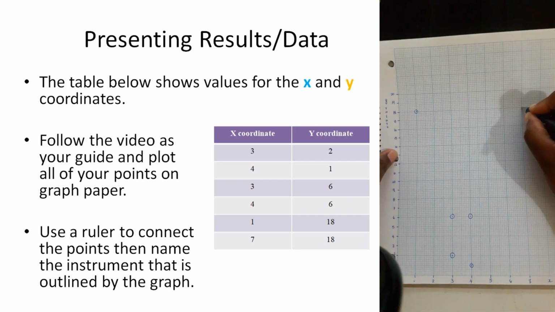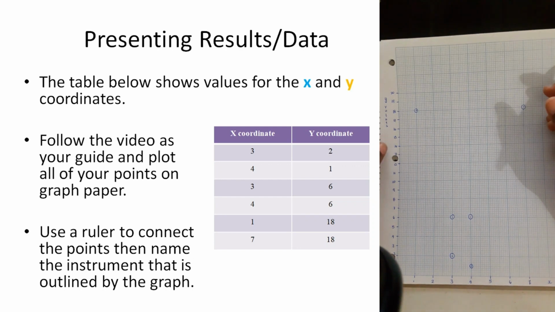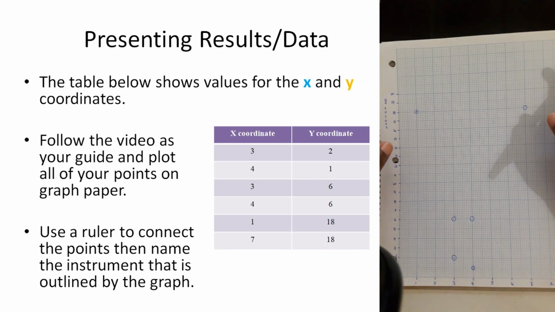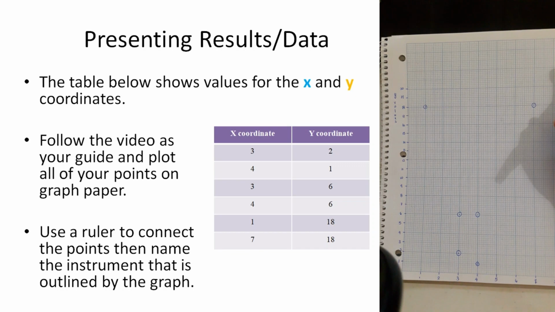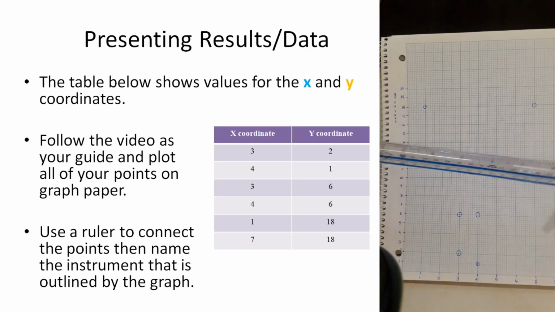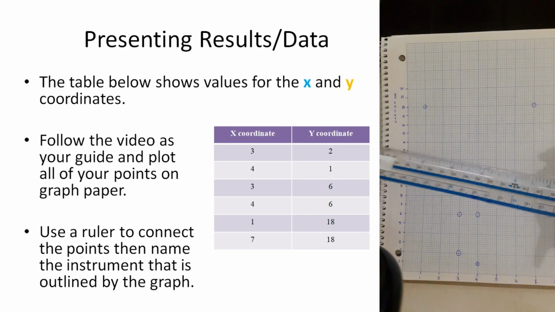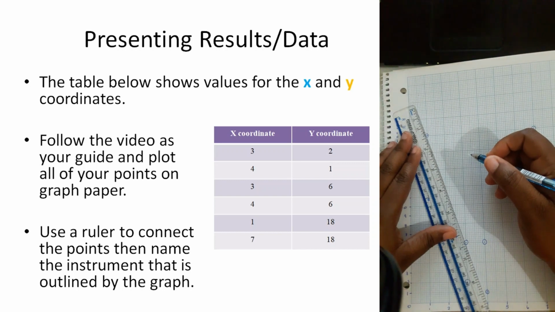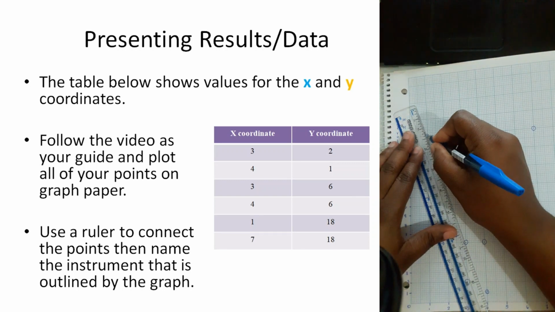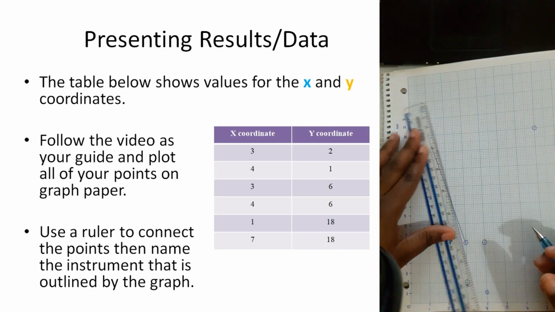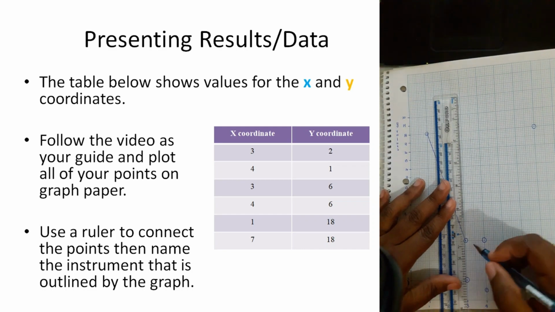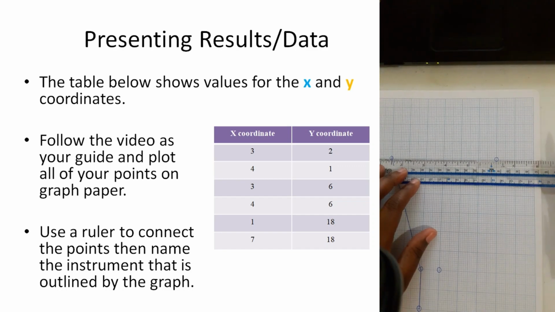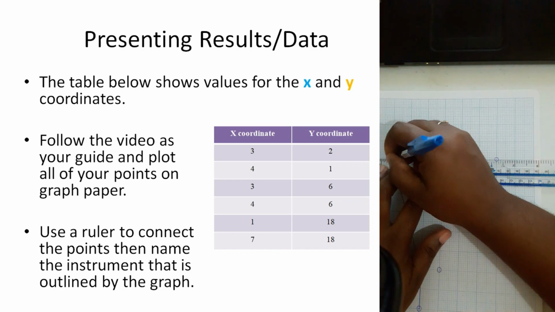See that? Right here. So it says, use a ruler to connect the points and name the instrument that is outlined by the graph. So we're going to use a ruler, and like I always tell you, always get a ruler that is see-through or transparent, that as we say in sync, it's clear, right? And we're going to connect all the dots that they told us to connect. So we're connecting the dots, and this is what they told us to do. And like I said, you're using a ruler.